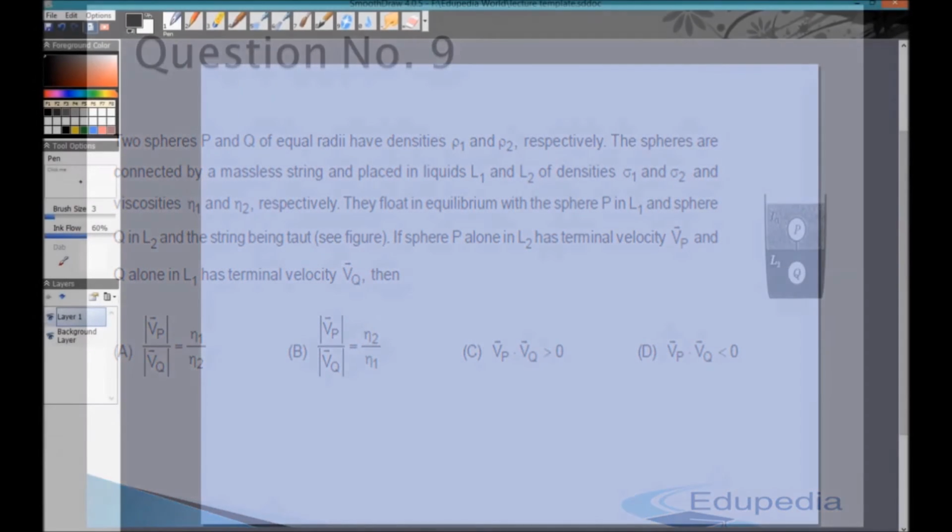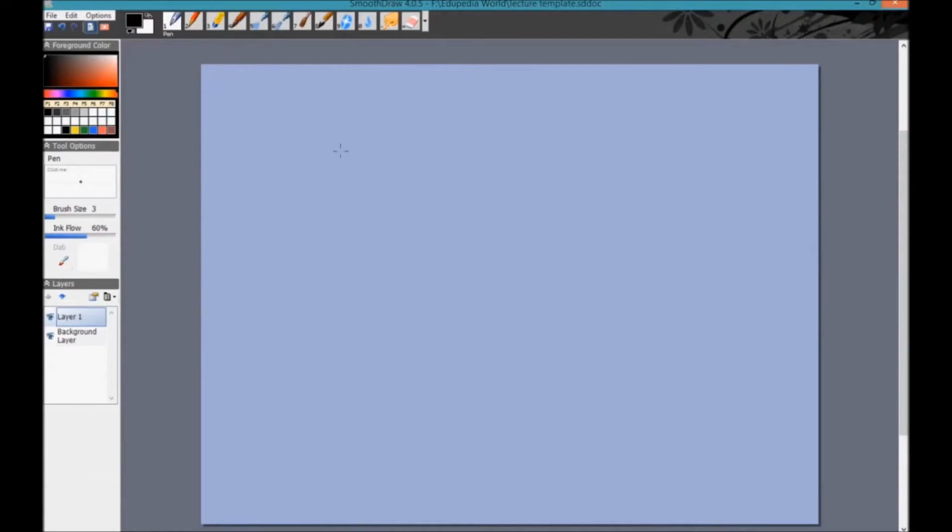Now this is a slightly tricky question. This question does have some concepts involved in this. So we have two liquids, L1 and L2, and we have two objects attached by a string, P and Q. And we are given that the radii are equal and the densities are ρ1 and ρ2.